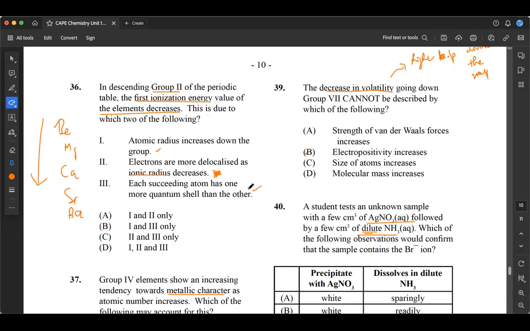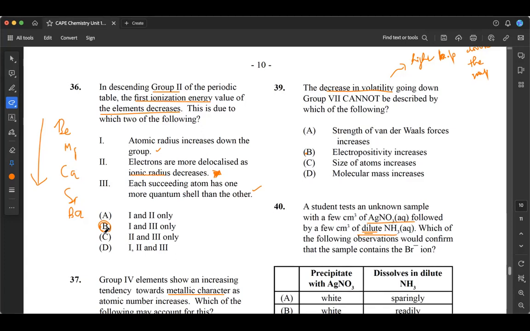So this is true. And that's why it's easier to remove the outermost one, because each time you go down, you're adding one more shell. So that outermost electron shell is further away from the nucleus. So it's easier to take off that outermost electron, right? So our answers here would be 1 and 3. So that's B for 36, okay?